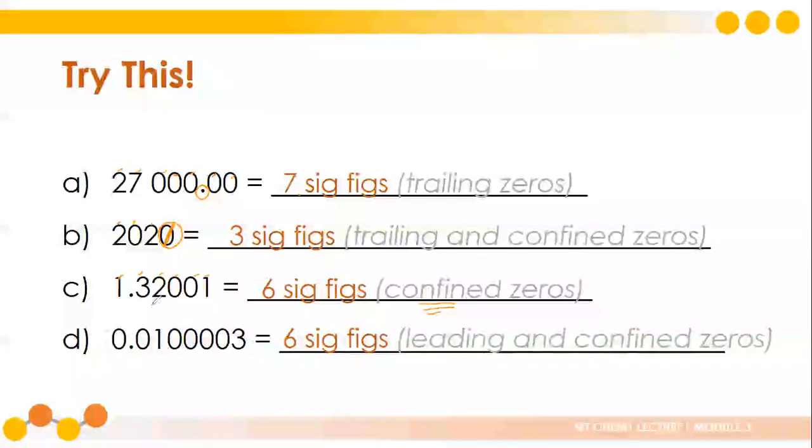Okay. And then for letter D, we have 6 significant figures. All of these zeros behind and in front of the number are insignificant. Okay, they're not significant. So we will only count this confined zero. So this is 1, 2, 3, 4, 5, 6 significant figures. Okay, hopefully you're following through and hopefully you got this practice test correctly.